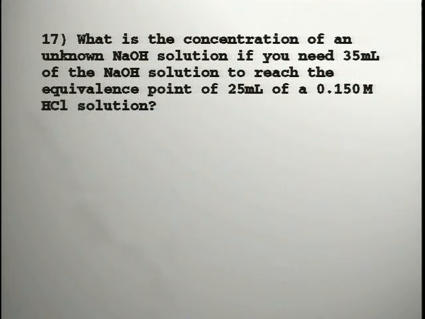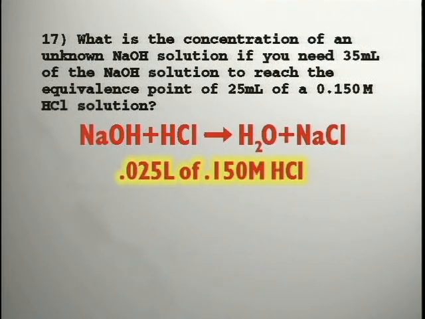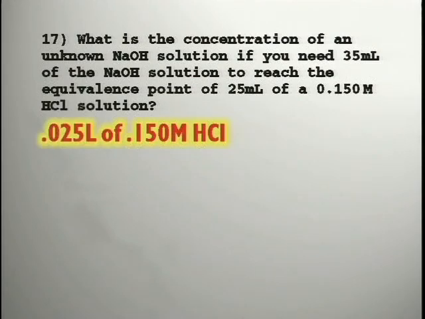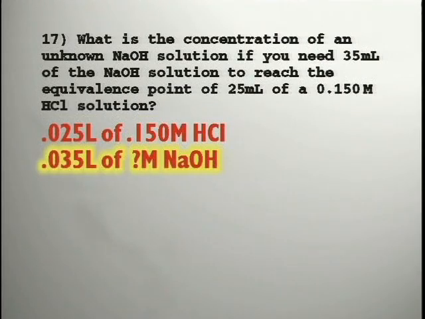Now, think about the problem. We started with 250 milliliters, or 0.025 liters, of 0.150 molar hydrochloric acid. So, the concentration of this hydrochloric acid is 0.150 molar in 25 milliliters of solution. What concentration would our 0.035 liters of NaOH solution have to be in order for it to react in a 1-to-1 ratio with 0.025 liters of hydrochloric acid? Remember the formula for molarity? M equals the number of moles, N, divided by the number of liters, L.